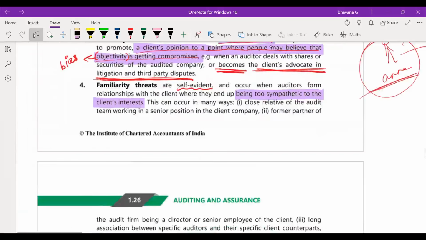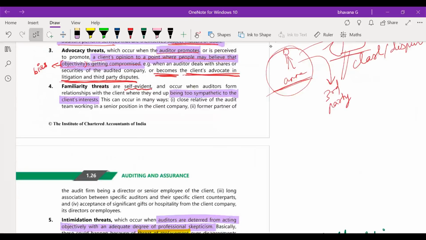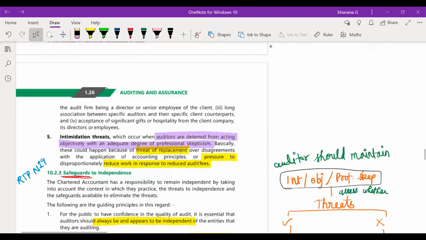Next is familiarity threat. Okay, suppose our friend is the owner of a company. He is our best friend, our lifeline, our soulmate, whatever you can say. Then in such a case, what might happen is we'll become too sympathetic towards them. Even if they make mistakes, we'll not tell them. That is nothing but a familiarity threat.